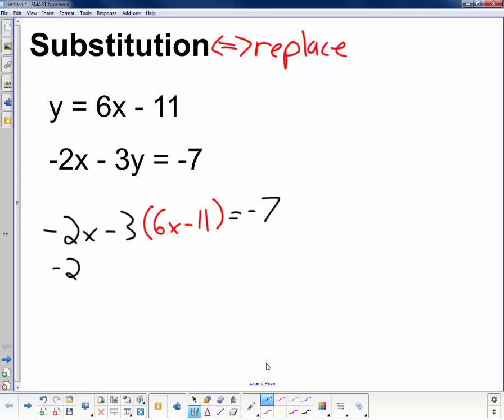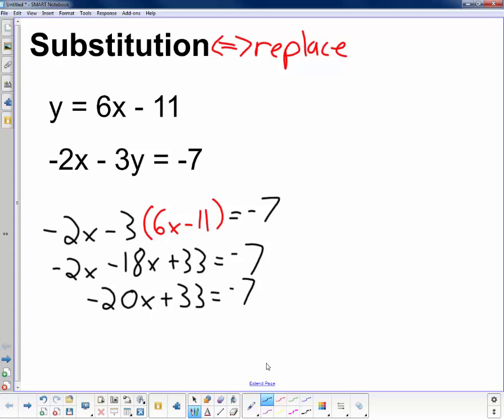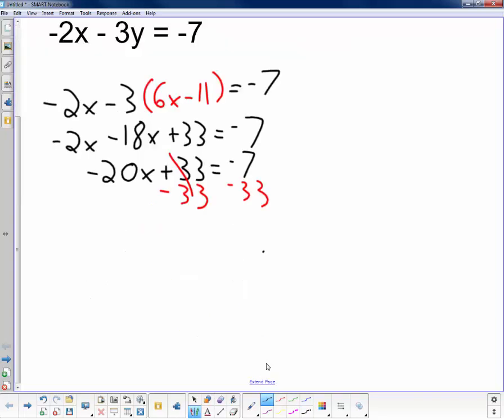We'll start by distributing. So negative 3 and 6 will be negative 18x. Negative 11 and negative 3 will give us positive 33. Then we can combine like terms. Negative 2x minus 18x is negative 20x. And solve it like any other equation. We'll subtract 33 from both sides. And at the end, we'll divide by negative 20. In this manner, we'll be able to find the value of x without doing anything crazy.